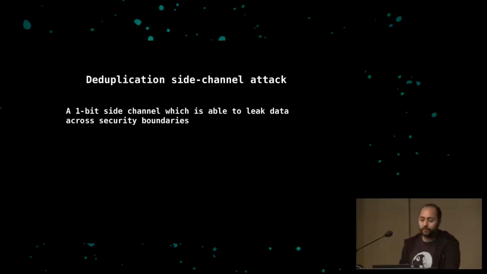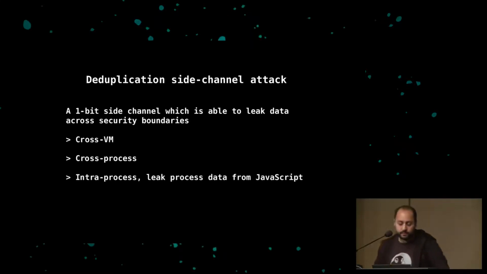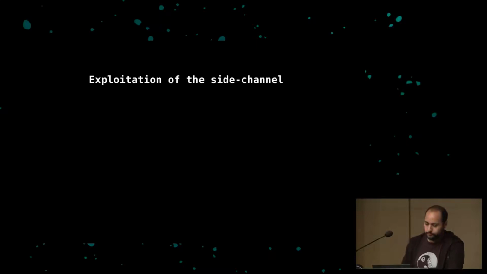And this introduces a 1-bit side channel that allows you to see if such a page exists in another process or in another VM. It works cross-VM if it's implemented in the virtual machine monitor, cross-process, or, as we will see in one instance of that attack, even within a process, you have different security boundaries. Think about your JavaScript code, right? It might be interesting for your JavaScript code in a browser to find out certain things.